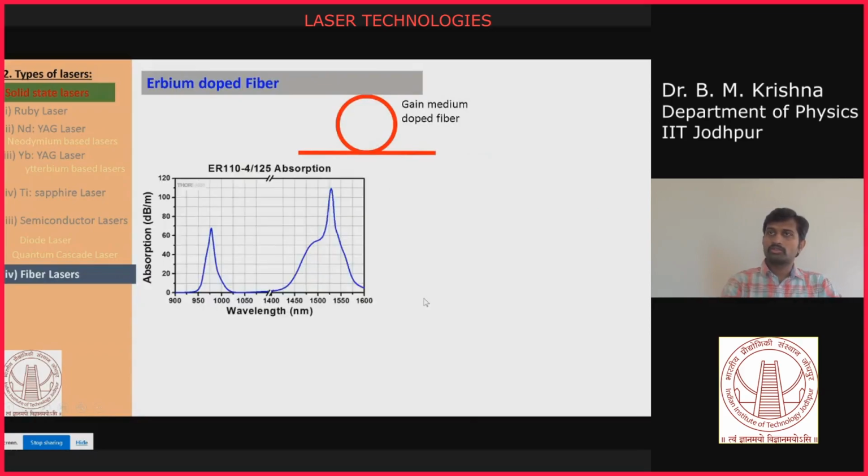Okay, so now this fiber is doped with the erbium. So now you can see the absorption spectrum of your erbium material. You see it has an absorption from 950 to around 1000 or 1020 or something like that. So this is the absorption spectrum, and now the emission is from here.